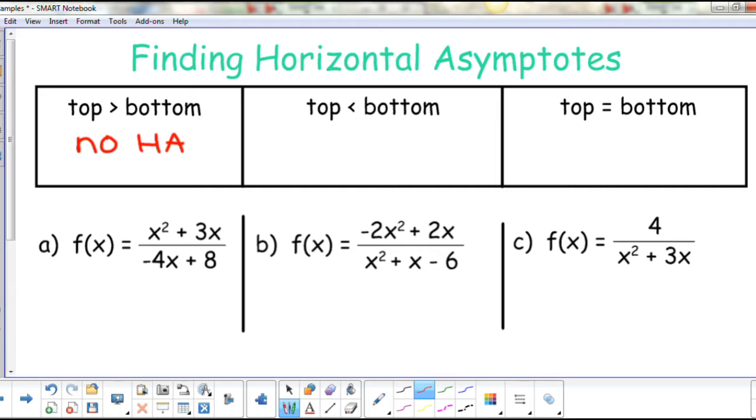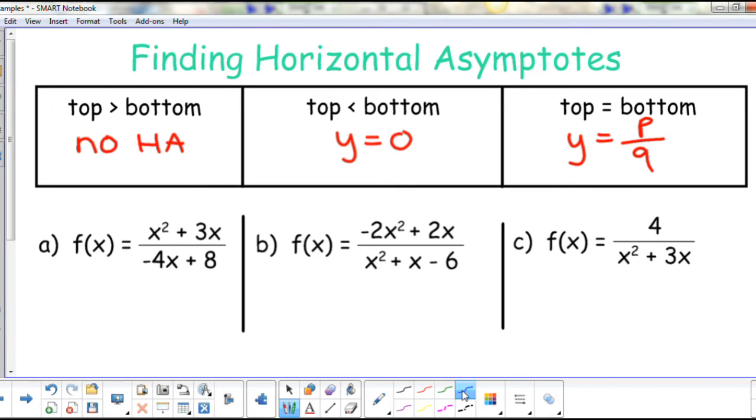The second case is if the degree of the polynomial in the numerator is smaller than the degree of the polynomial in the denominator. When that happens, my horizontal asymptote is always going to be y equal to 0. Now when the degree in the numerator and the denominator are equal, I create a fraction out of the leading coefficients. So the leading coefficient in the first polynomial over the leading coefficient in the second polynomial.